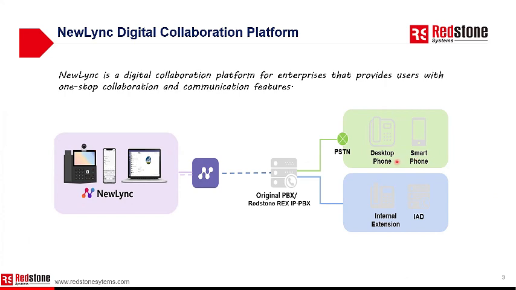As you can see from this diagram, we have the Redstone IP-PBX, which can support access to the Newlink cloud platform. This is to achieve the connection with those corporate extensions, like a mobile extension. This is very important for some businesses so that you don't miss those very important calls. And yes, we can also have a bundle with our Redstone IP-PBX.